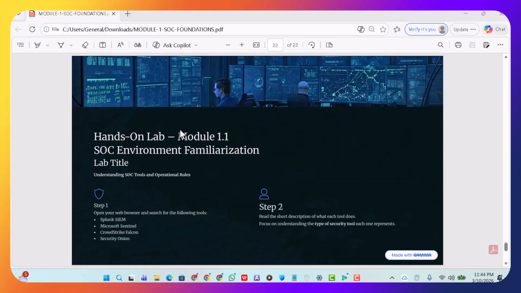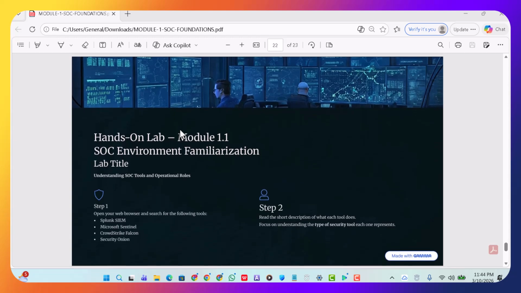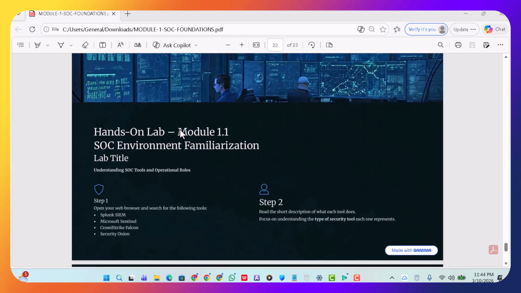Okay, so for the hands-on lab module 1.1 for SOC environment familiarization, the title of this lab is Understanding SOC Tools and Operational Rules.